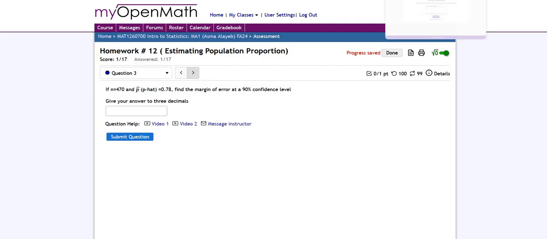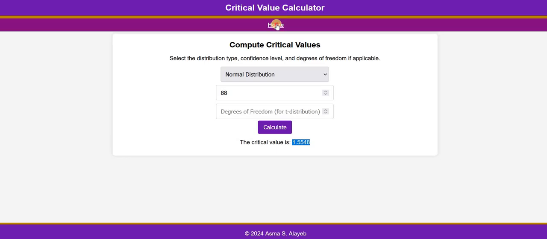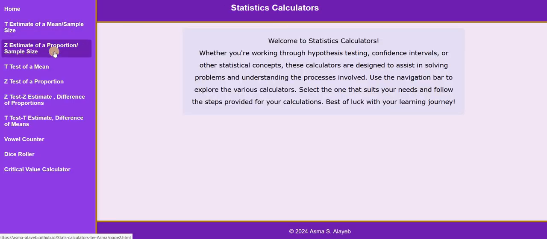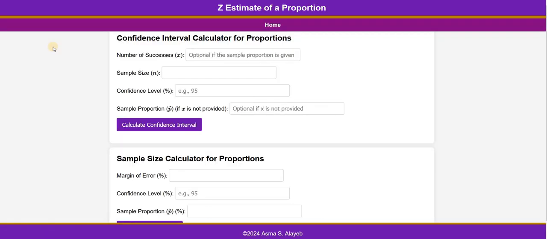So we're going to go again to the calculator. And in this case, we're going to go to the home page again. And we would like to use the Z estimate of a proportion. So in this case, we're going to plug in our information. We were not given the number of successes, so I'm going to skip the first box and go to the next box. The sample size is 470. And the level of confidence is 90%.